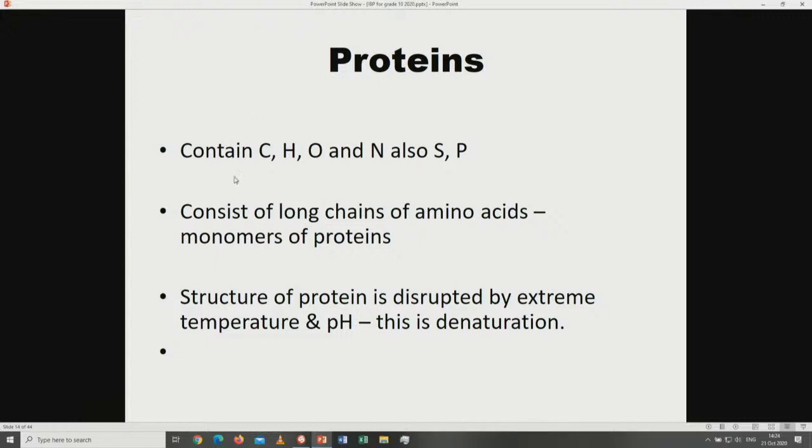Proteins. They contain carbon, hydrogen, oxygen, and nitrogen, and also sulfur and phosphorus. They consist of long chains of amino acids. We know that amino acids are monomers of proteins or the building blocks of proteins. The structure of protein is disrupted by extreme temperature and pH, and this is denaturation. When proteins are exposed to high temperatures and pH, they lose their structure and their functioning, and that is termed denaturation.